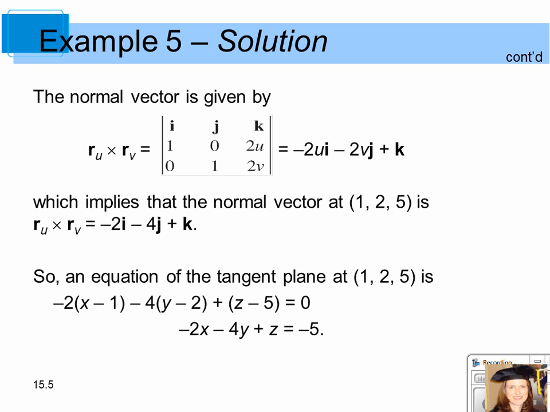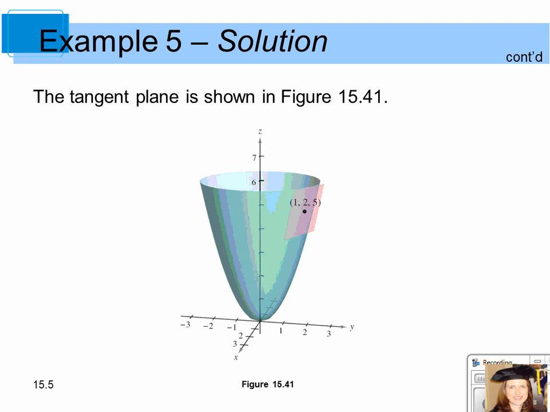And this is a plane. This plane is tangent to the surface at the given point. This little pink shaded region is a representation of the plane that is tangent to the surface at the point.